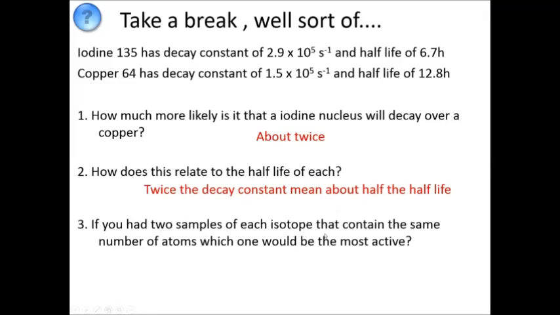If you had two samples of each isotope that contain the same number of atoms, which one would be the most active? Hopefully you've got this in your head now, that iodine will be the most active. So they're the most dangerous, if you want to say that, because it's going to be emitting sort of twice the irradiation. It's about twice as active.